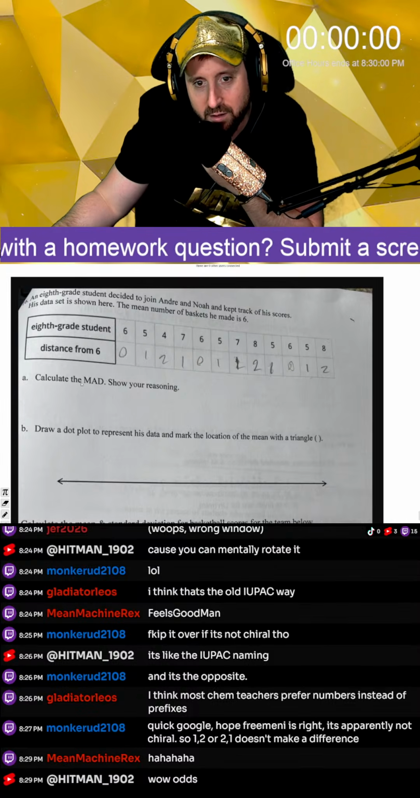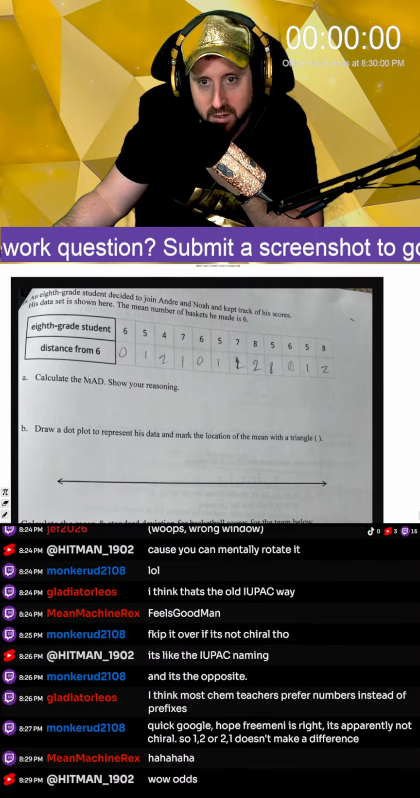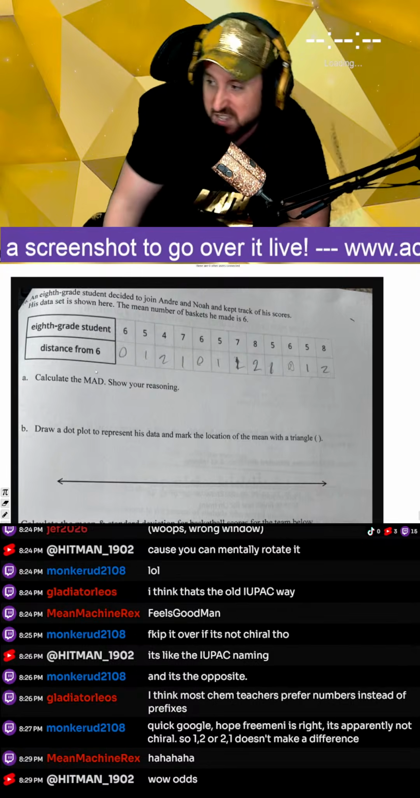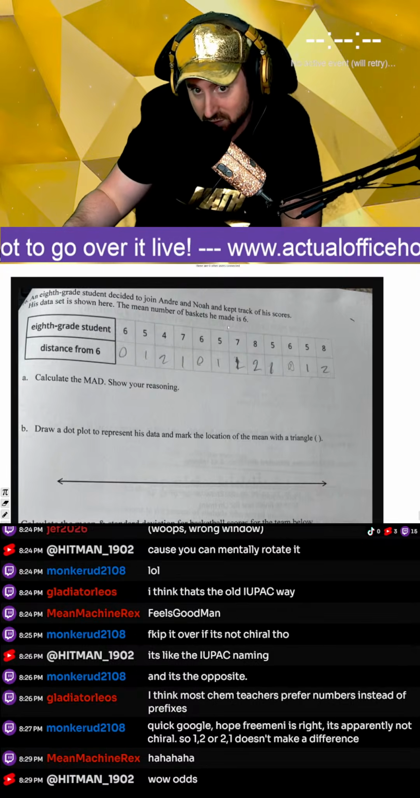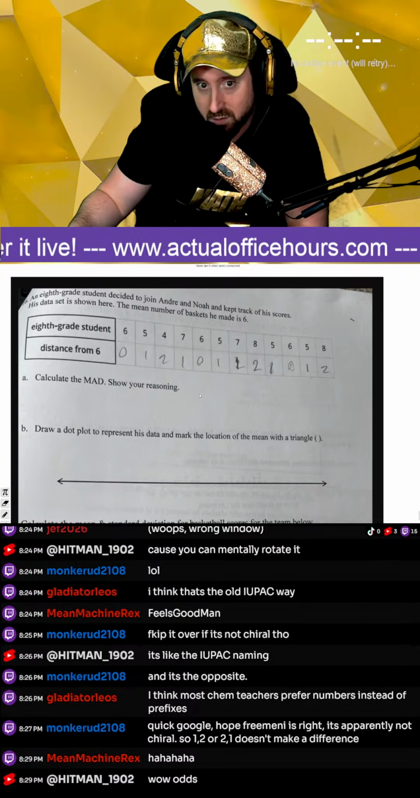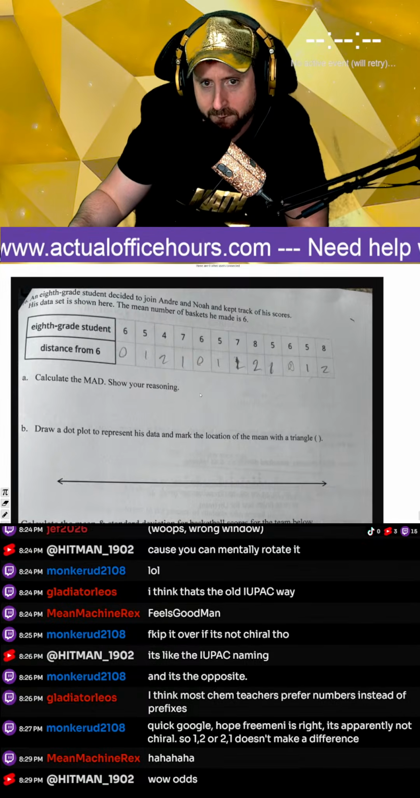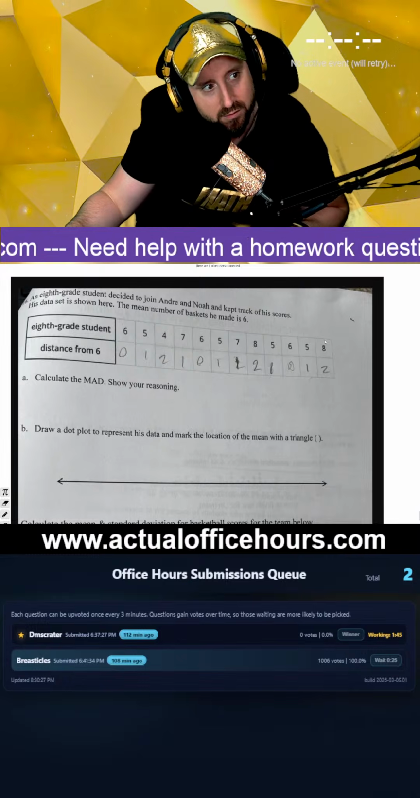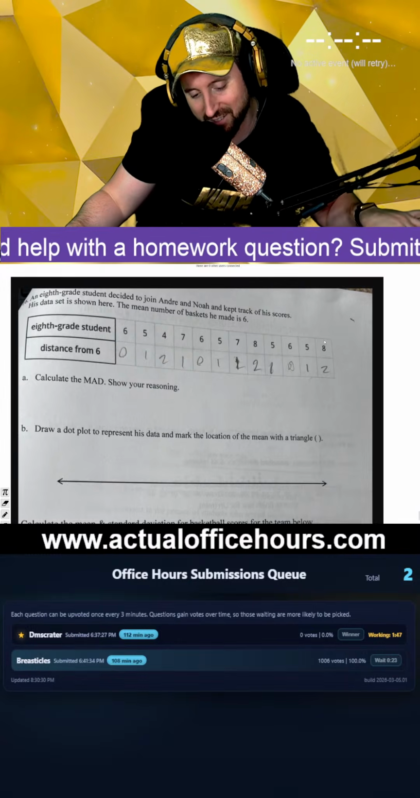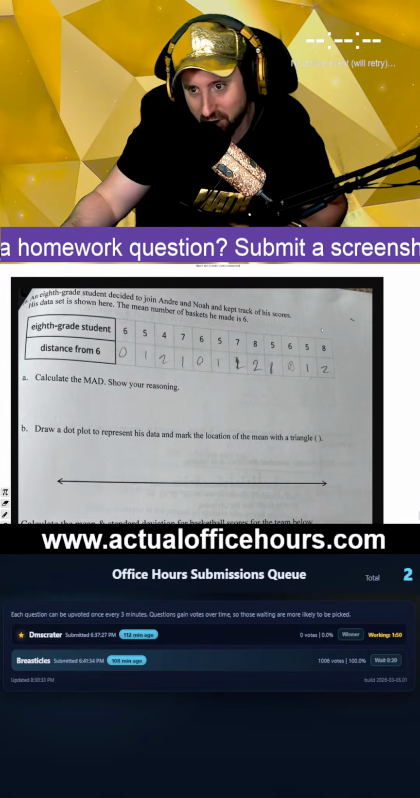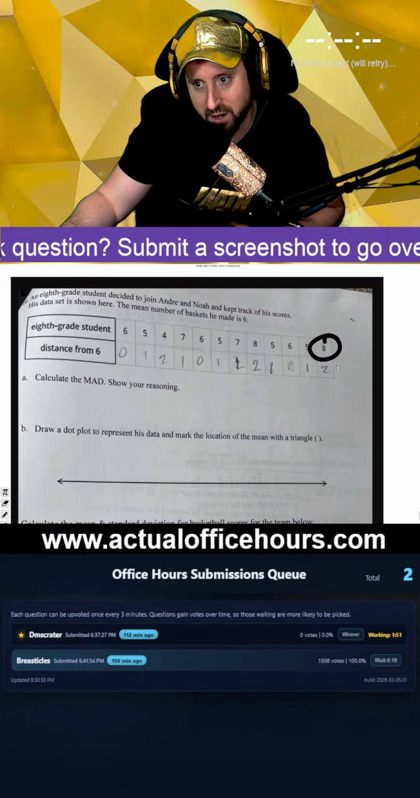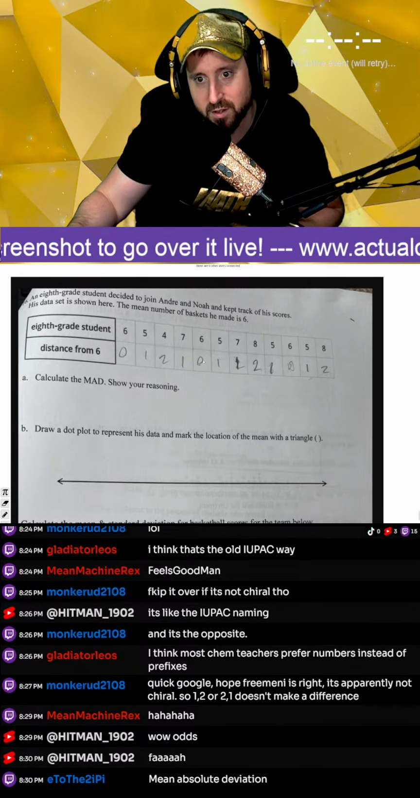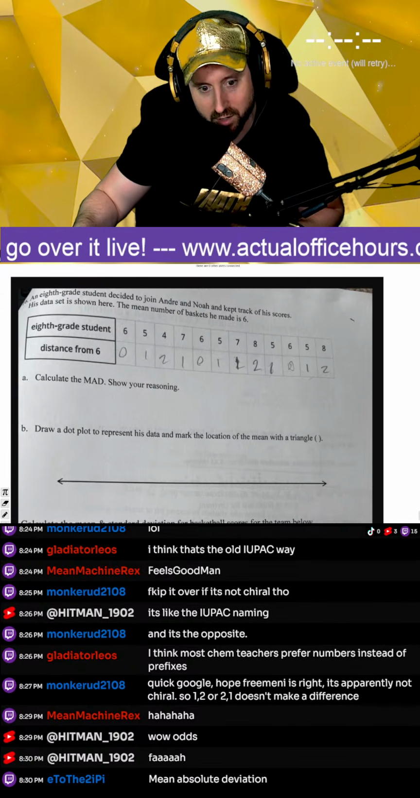Okay. Calculate MAD. Mean is that mean average distance? What's mean average difference? Difference, I think. Oh, fascinating. Okay, cool. I see. Yeah, because 8 is a distance of 2, 5 is a distance of 1, 6 is a distance of 0.